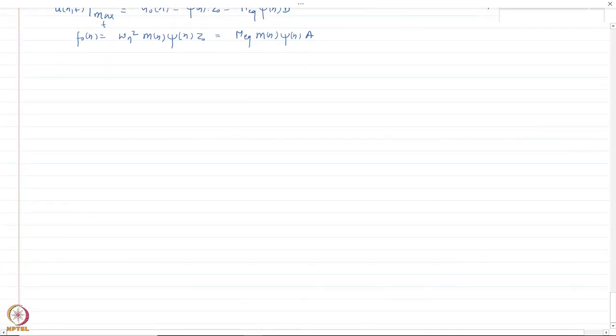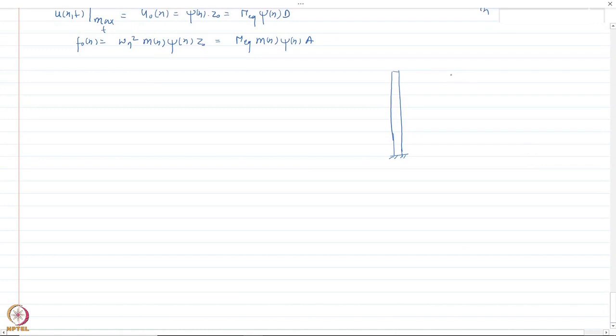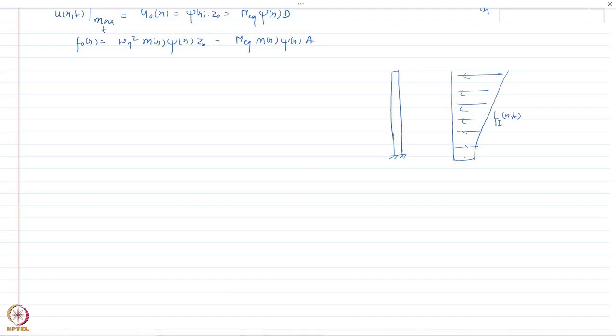So we are going to take the example of the cantilever column that we had considered. In this case, we had said that the inertial forces would look something like this, Fi as a function of x and t. We had also said that we want to find out the response of the system subject to this. This is the equivalent static force. This is 0 at x equal to 0, because phi x equal to 0.